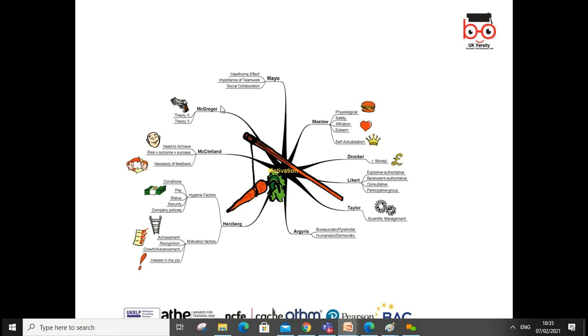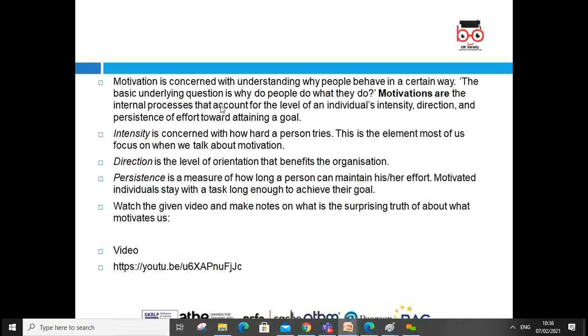Then Mayo is more focused on this: people are motivated if they are provided the environment, good team working, social conditions, their social needs fulfilled, then the people will be motivated. Then Peter Drucker, he wrote many books as well. He mentioned people are motivated by money. We should provide a consultative environment, all these things, then the people will be motivated. So that was the motivation.